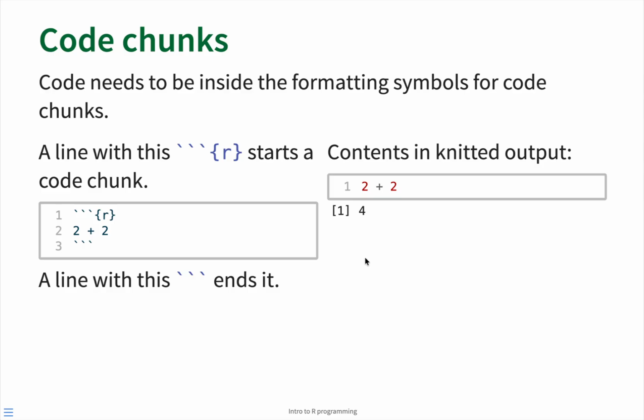Then when you knit the RMarkdown file to another output, the contents of the code chunk will be displayed. So we'll be able to see the code that we wrote. And below that, we'll get the output of the code that was generated from running the code chunk. So here we see that 2 plus 2 equals 4. And that is inserted into our document. So if we have more complicated code, as we'll see in the future, where, for example, we might create a graph using code, we'd see the code to create the graph, and the graph itself would be displayed below the code chunk in our output.